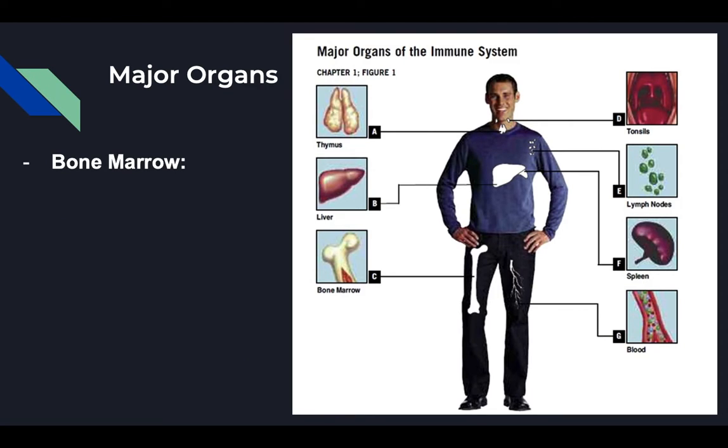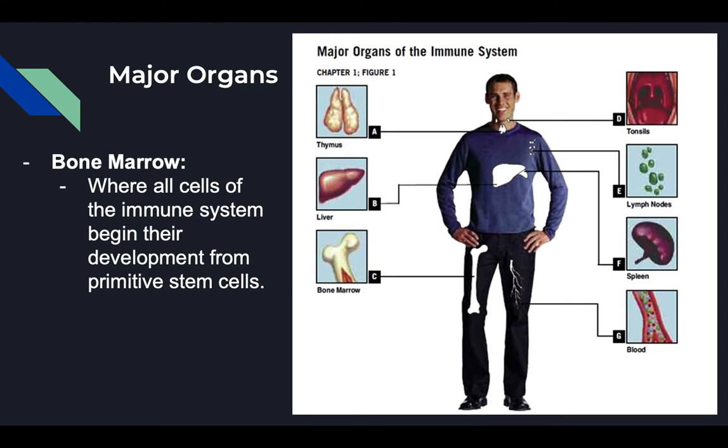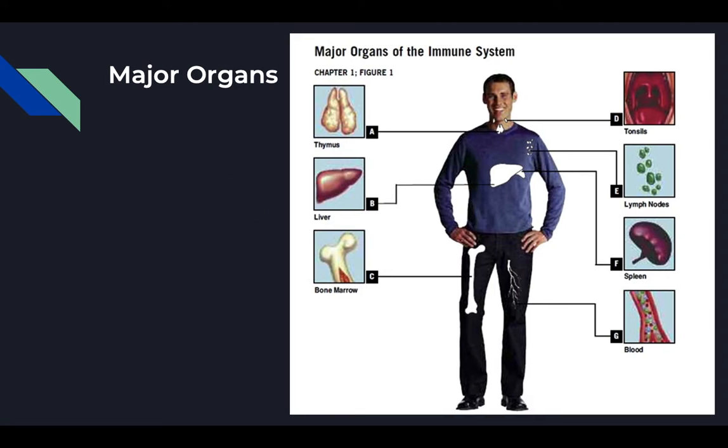Bone marrow. Bone marrow is where baby blood cells are born. Essentially, this is where immune system cells begin their cell development. And I believe that is where the last video left off. Bone marrow is where cells of the immune system begin their development.